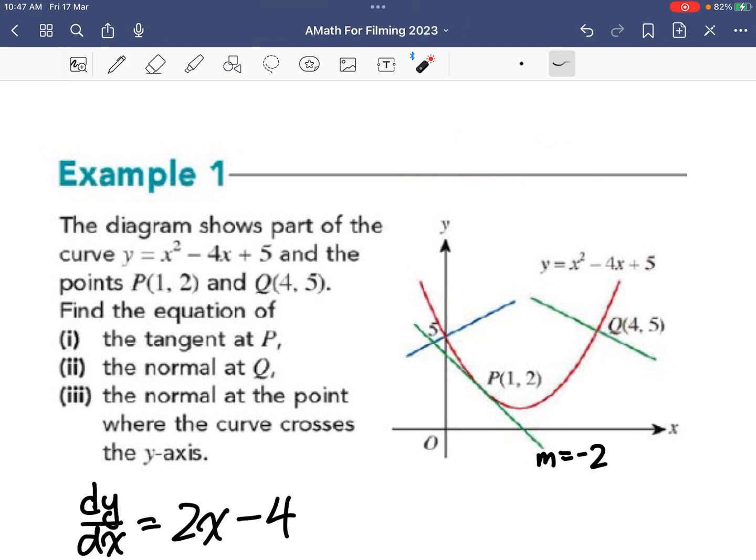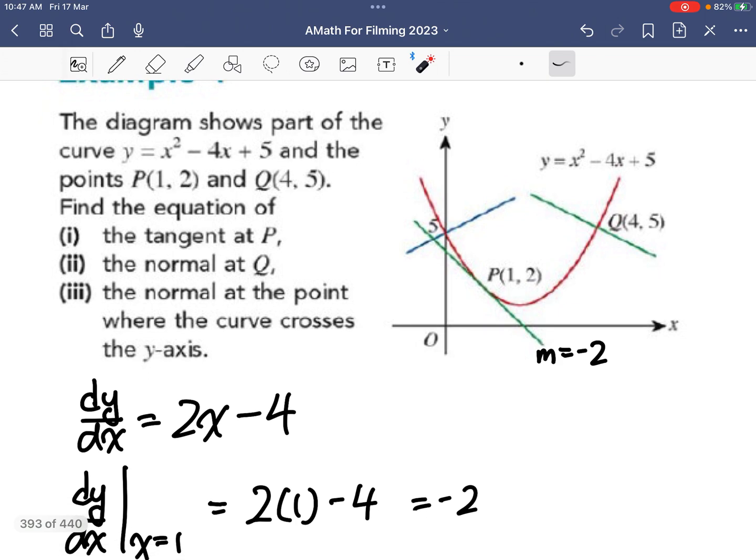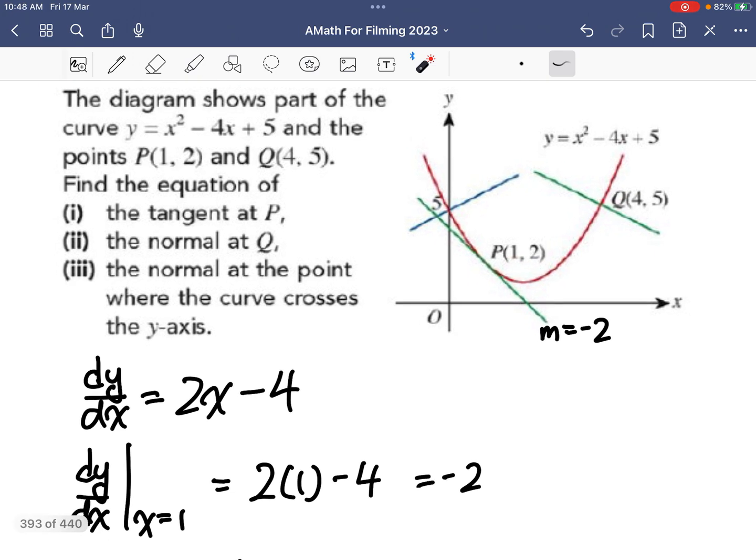So now let's begin. To find the tangent at P, this is the equation of this curve itself, x squared minus 4x plus 5. If we differentiate that, what we get is 2x minus 4. At P, my x value equals 1. Very simple. So x equals 1, I just substitute in. I find that the gradient of the tangent at P is equal to -2, which I have written down over here.